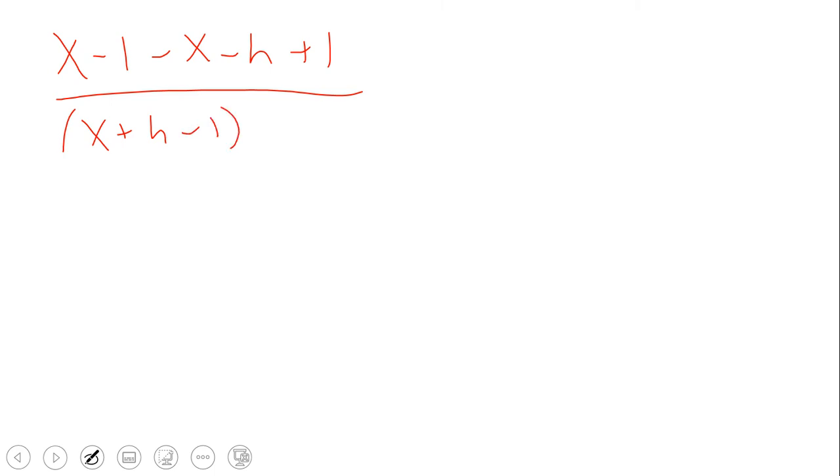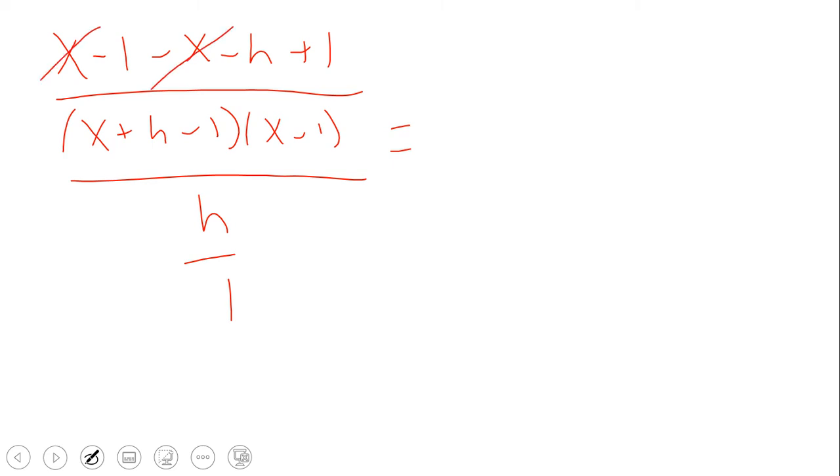In the next slide, let's go ahead and actually do that. So that's going to give me x minus 1 minus x minus h plus 1 all over that common denominator. And again, this is all still over h over 1. Then you're going to go ahead and do some cancellation. So the x's cancel, the 1's cancel, and you're just left with a negative h over that common denominator.